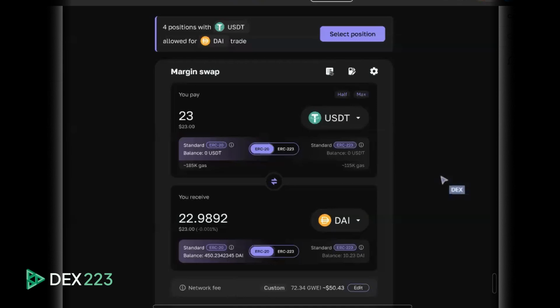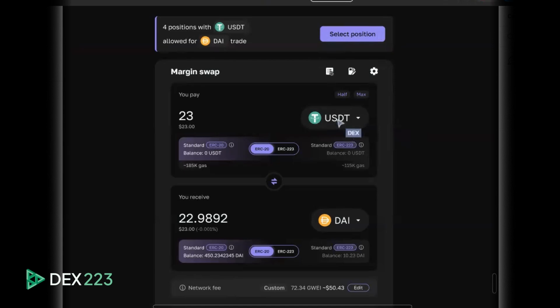So there will be a special swap page for the margin swaps where you will have to select the position from which you are going to trade. So in this menu, you will be able to select a position. You will be able to select tokens that are currently on the selected position's balance. So if you have USDT, you will be able to trade with USDT. But if you don't have any other assets, you cannot select them here.